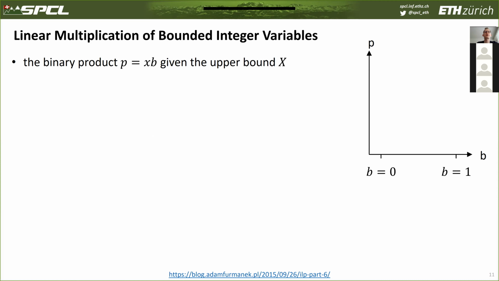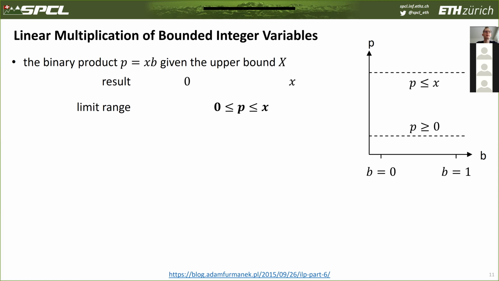So the first observation is that we can compute a binary product P that multiplies a variable x with a given upper bound X by a variable b. So b is binary in this case. What happens now is that the result can either be 0 or x, depending on the value of b. So we can introduce a first constraint in our ILP that says that p needs to be between 0 and X, obviously. And then we can introduce two more constraints.